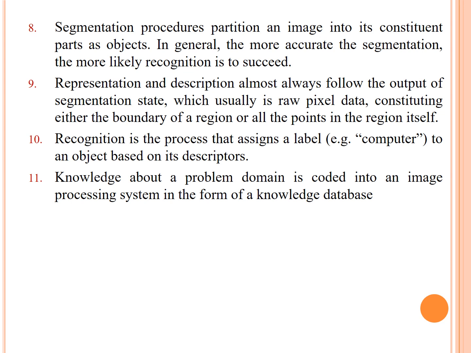Representation and description almost always follow the output of a segmentation stage, which usually is raw pixel data constituting either the boundary of a region, that is the set of pixels separating one image region from other, or all the points in the region itself. In either case, converting the data to a form suitable for computer processing is necessary.